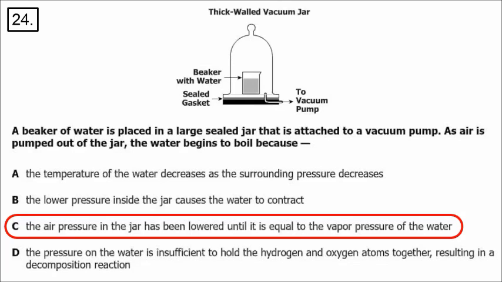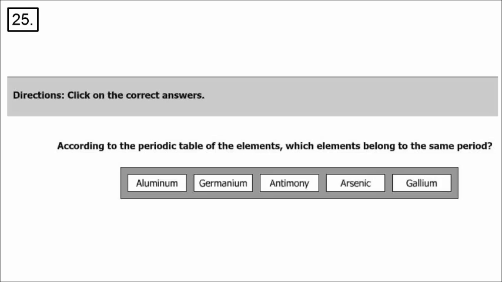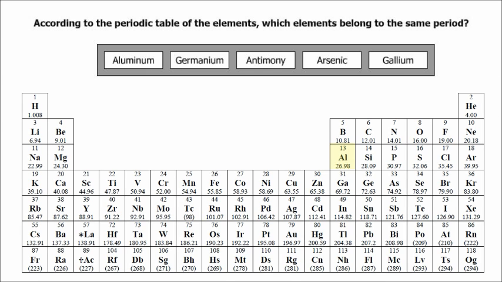Correct answer is C. In number 25, we've got to find these elements on the periodic table and then select the elements that belong in the same period. Remember that periods are horizontal rows on the periodic table. So aluminum is Al, germanium is Ge, antimony is Sb, arsenic is As, and gallium is Ga. So the 3 elements that are located in the same period are gallium, germanium, and arsenic.